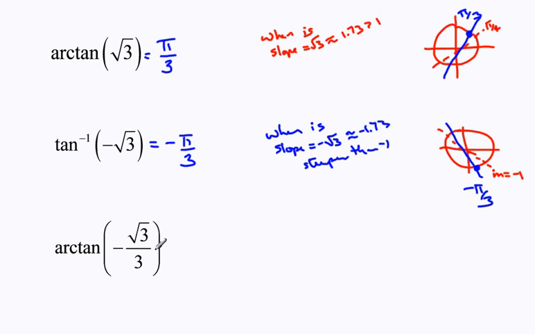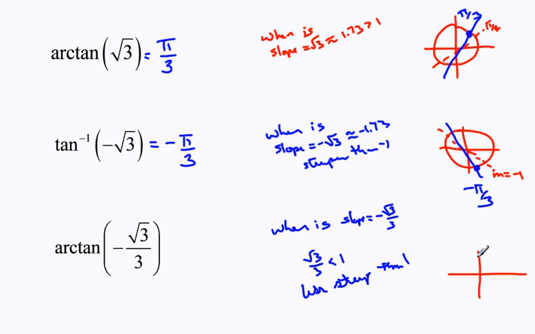All right, and then let's look at this last one. We're asking, when is the slope equal to negative root 3 over 3? Now I want you to recognize that negative root 3 over 3 is less than 1, so it's less steep than 1, but in this case it's negative. So here's our negative 1, and we're going to be less steep than that, so that's going to be the one that comes in like this right here at negative pi over 6.